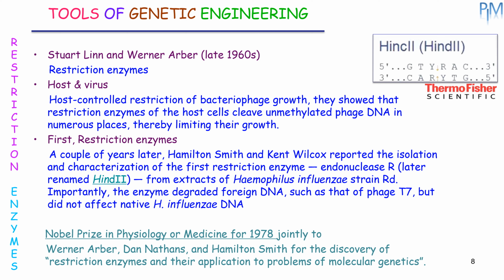The first restriction enzyme was discovered and named as endonuclease, later renamed as HindII, and it was mainly used to degrade the bacteriophage T7 DNA. Later the Nobel Prize in Physiology or Medicine for 1978 was jointly given to Werner Arber, Daniel Nathans and Hamilton Smith for the discovery of restriction enzymes and their applications in genetic engineering.